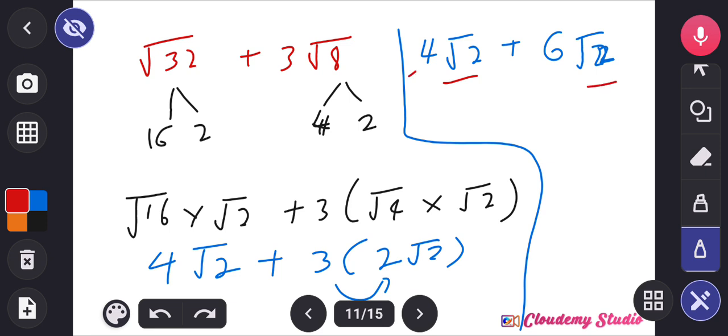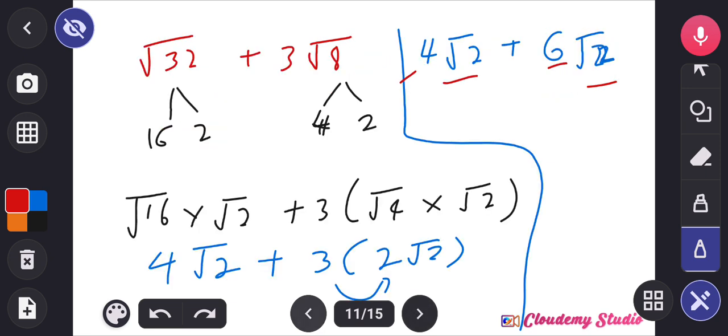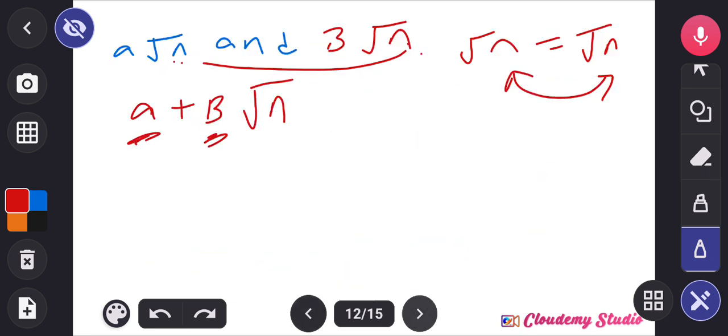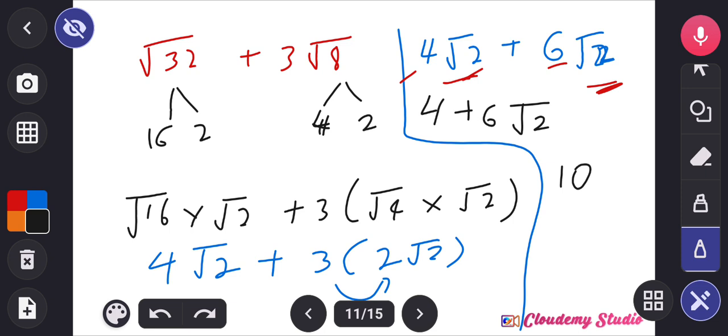So in this case, this 4 will represent a, and this 6 will represent b, and this root 2 and root 2 will represent this n and n that is here. Which means the answer for this particular question equals 4 plus 6 root 2. You won't say 4 plus 6 root 2 plus 2. No. You just take only one of the root 2. Which means my answer here is 10 root 2. As simple as that. You understand?